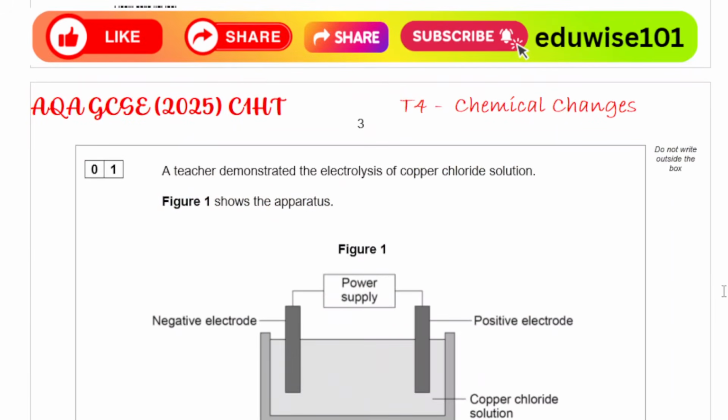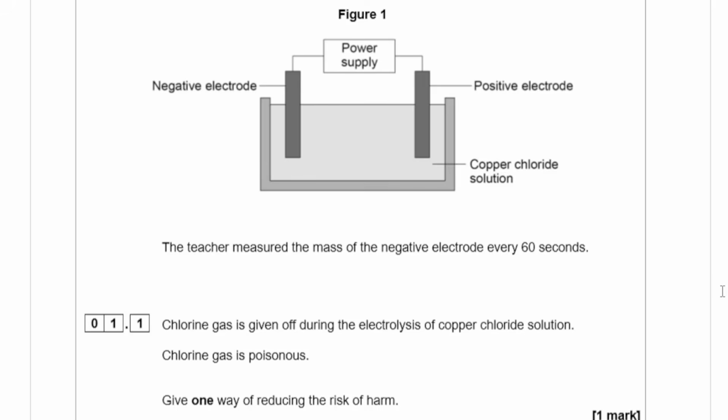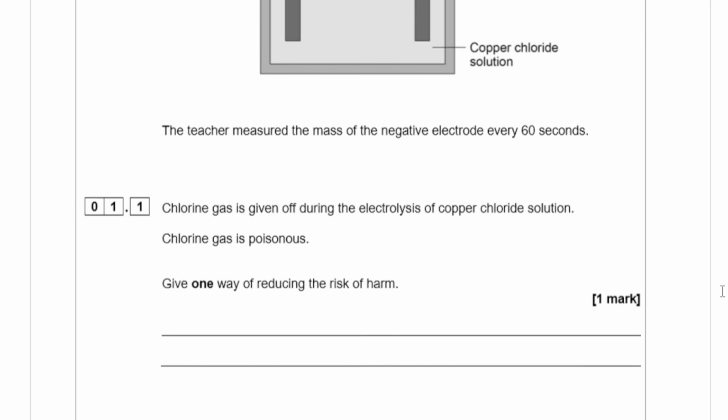Question number 1 is on the topic of chemical changes. A teacher demonstrated the electrolysis of copper chloride solution. Figure 1 shows the apparatus. So you have the apparatus with copper chloride solution, positive and negative electrode connected to the power supply. The teacher measured the mass of the negative electrode every 60 seconds.